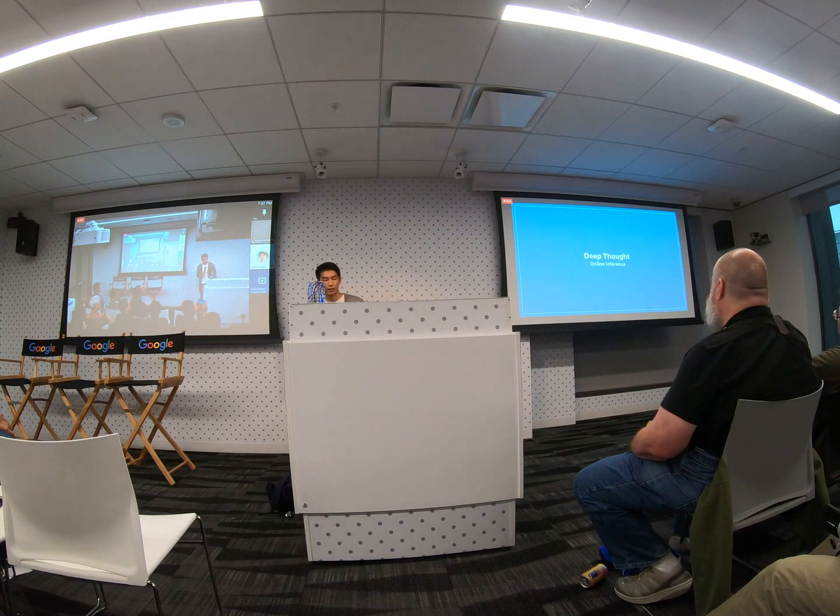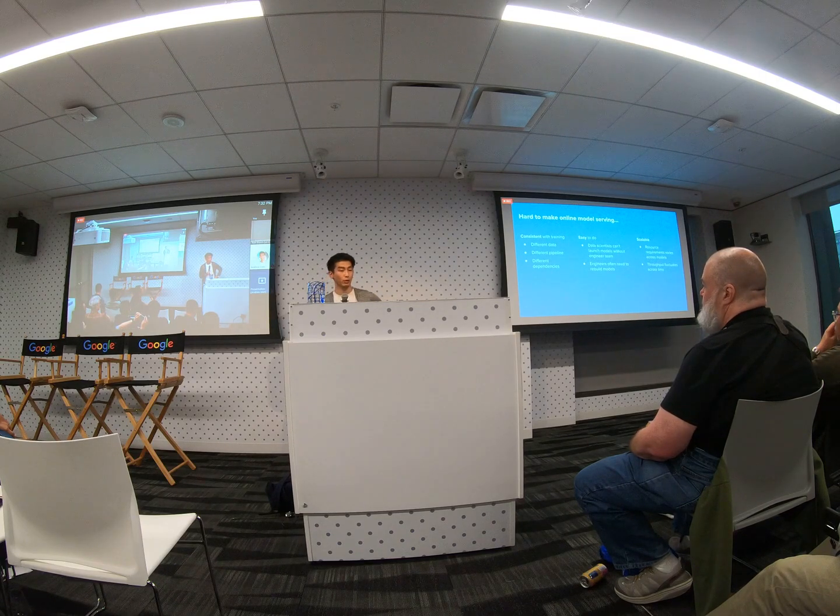So Deep Thought, online inference. Okay. So it's hard to make online model serving. Why is it so hard? It's hard to keep consistency with your training data. Usually it's different data that's going online and in training. It's usually a different pipeline as well, what you're delivering in production and what you've built in training. It also might have different dependencies if you don't keep track of it clearly.